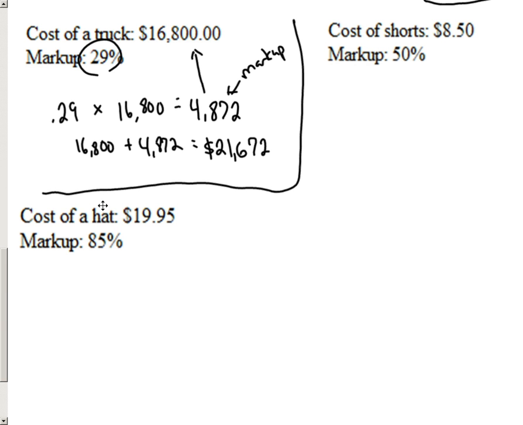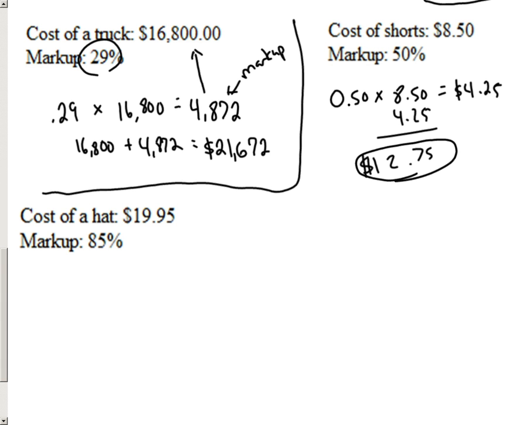How about you just pause the video and see if you can find the selling price after you've marked up the price for these shorts and for the hat. Okay, here we go. So we do 0.50 times 8.50. And that tells us that they're going to be marking the price up by $4.25. And so the new selling price, we just add the 4.25 onto the 8.50. $12.75 will be the selling price of these shorts with that 50% markup.